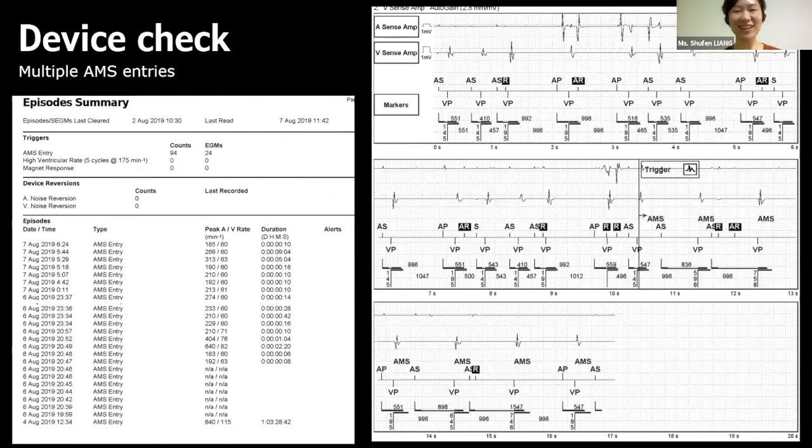And this is the electrogram that the patient came in with. This is the atrial electrogram, ventricular electrogram, and then the markers are below. The patient has lots of auto mode switch entries within the past few days.